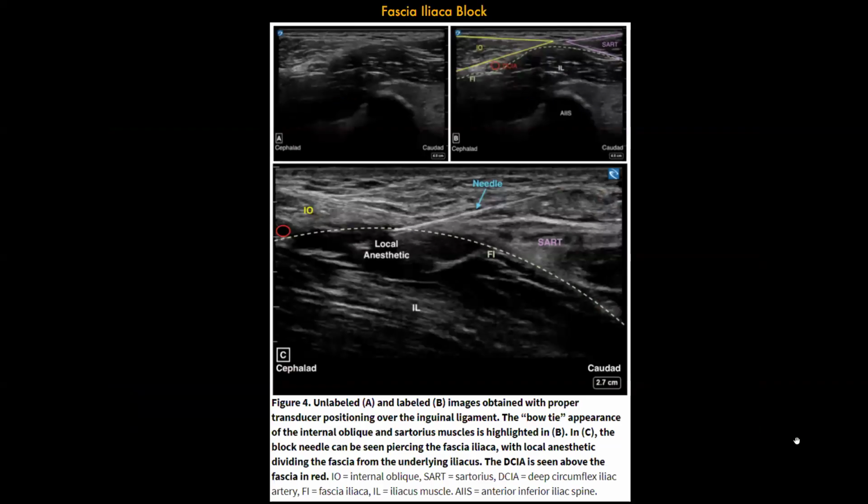Here's another look at the iliacus muscle, the sartorius, and the internal oblique, the needle coming in, popping through the fascia iliaca and injecting. And then as you inject, you create a space, and you can advance the needle into that space you create. That's like a hydrodissection technique where you know it's safe to move the needle in that direction.